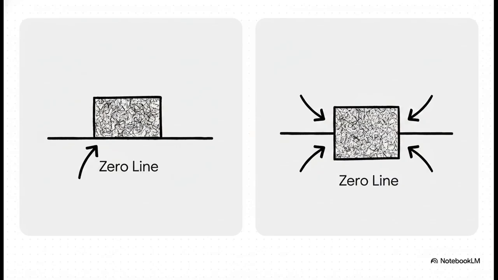Then you've got the bilateral system. This one allows for variation in both directions across the zero line, something like plus 0.04 and minus 0.03. It's basically saying, hey, this part can be slightly larger or slightly smaller.